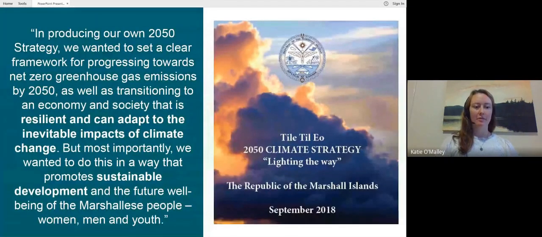All right, so now that we've looked at a couple high-level examples, we're going to focus in on the Republic of the Marshall Islands. Their LTS was submitted in 2018, and I'll read this quote from the beginning of their LTS. "In producing our own 2050 strategy, we wanted to set a clear framework for progressing towards net zero greenhouse gas emissions by 2050, as well as transitioning to an economy and society that is resilient and can adapt to inevitable impacts of climate change. But most importantly, we wanted to do this in a way that promotes sustainable development and a future well-being of the Marshallese people, women, men, and youth."